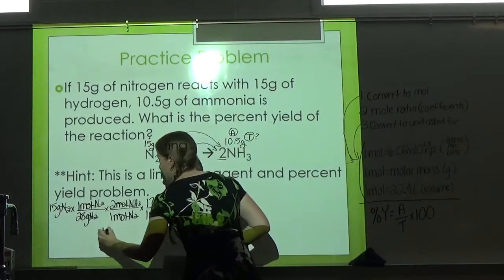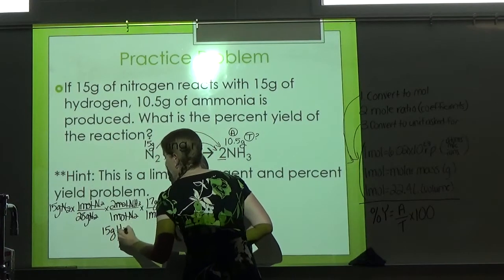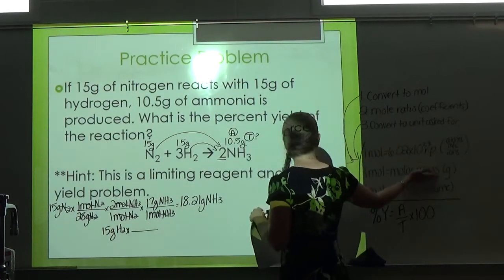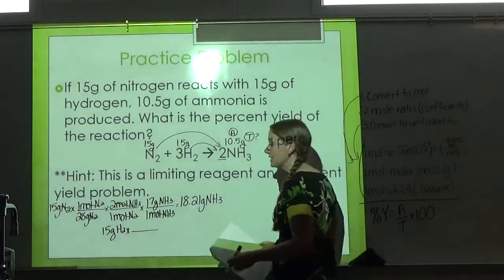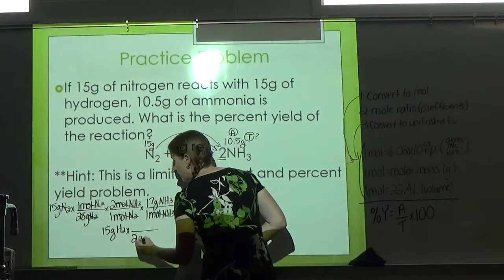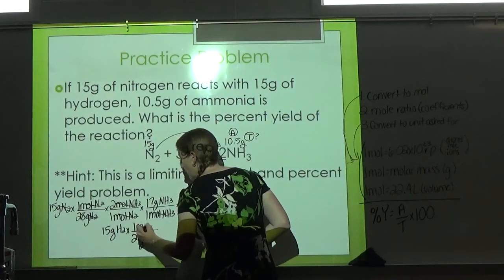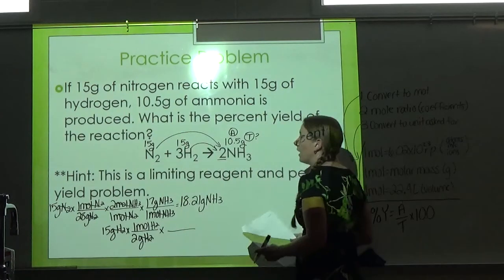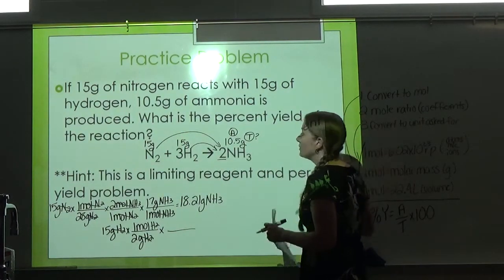So I have 15 grams of hydrogen, which is H2. My first step is convert to moles. Since they gave me grams, I'm going to use molar mass. So H2, of course, is 2 grams per mole. Since grams is on top, I'm going to put my 2 grams on bottom and my 1 mole on top. So grams cancel.